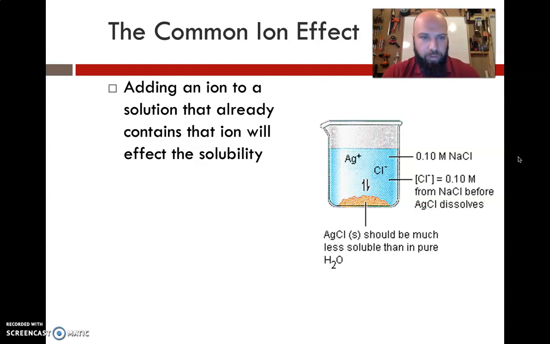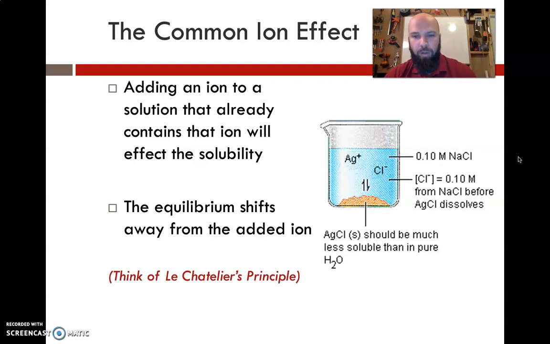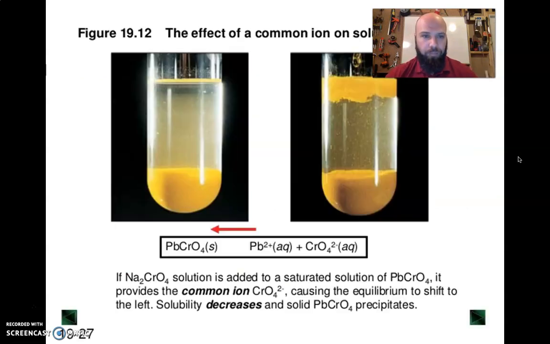Adding an ion to a solution that already contains that ion will affect the solubility. The equilibrium shifts away from the ion. Think of Le Chatelier's principle. If you're adding product, it would shift towards the reactant. In a solubility equilibrium expression, the ions are the products. So if you're in a solution where you already have a concentration of that ion, you're going to shift towards the solid, meaning that it will be less soluble in a solution where there's already that ion existing.